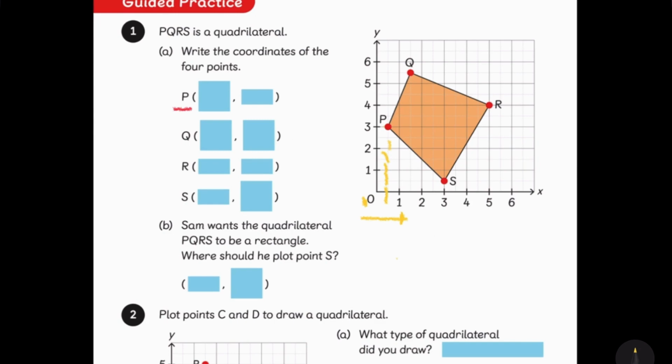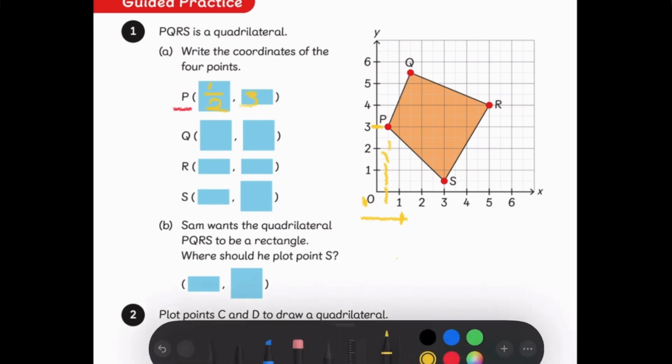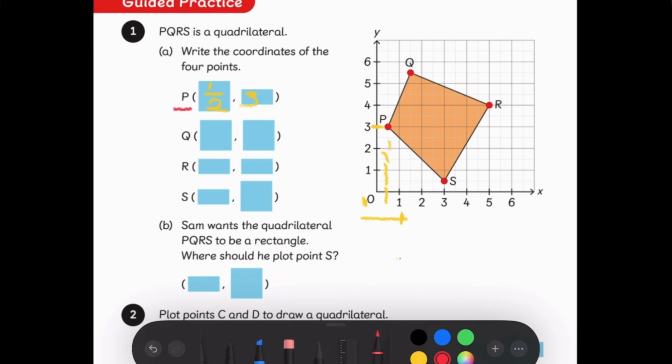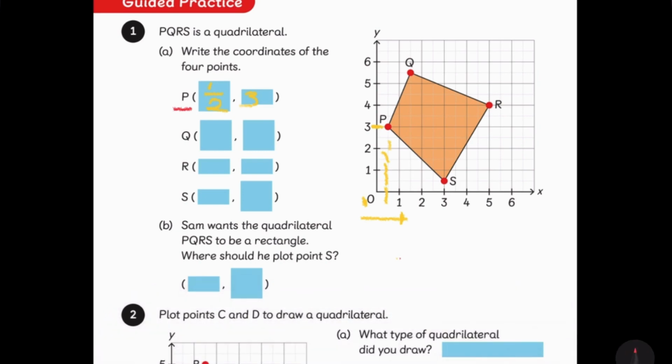Now, let's see for Q. They are asking for the coordinates for Q. So for my Q again, if you see, it's between 1 and 2. So definitely I have a half here, right? But it's after 1, okay? Friends, watch this. It's after 1. Therefore, 1.5.